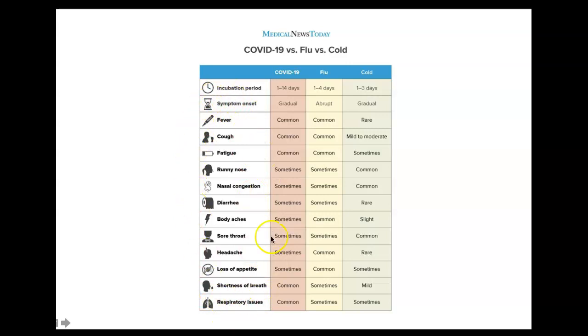Basically being launched right after infection. Now it can incubate for 1 to 14 days, which is a lot different than the flu and the cold. So that's kind of scary. And the symptoms are pretty gradual.